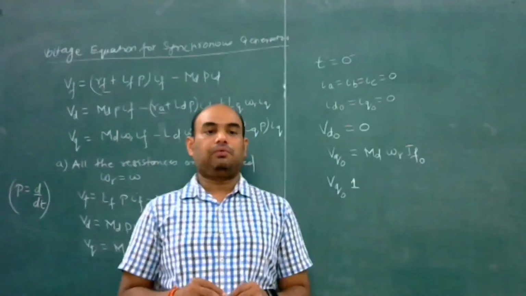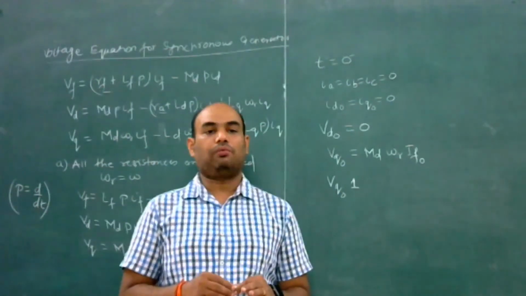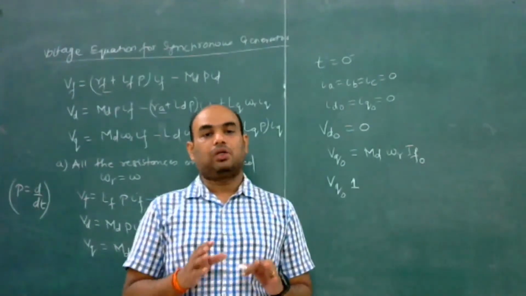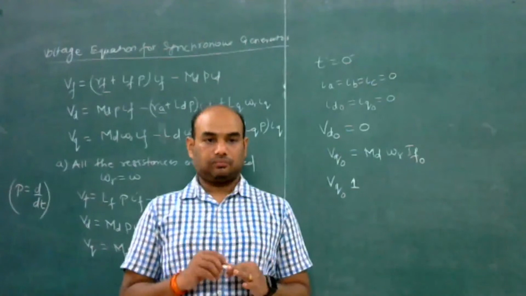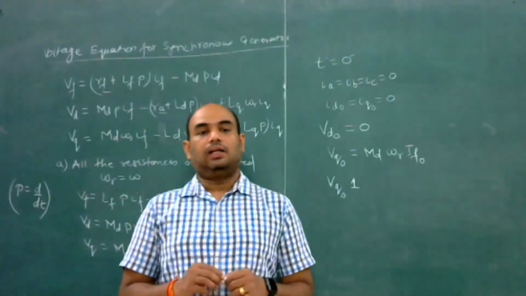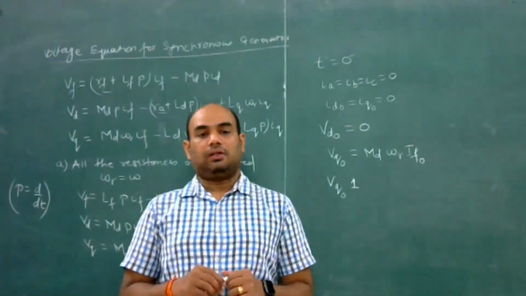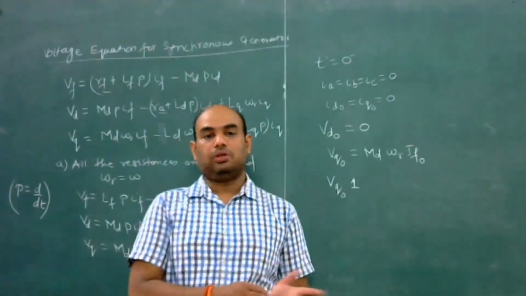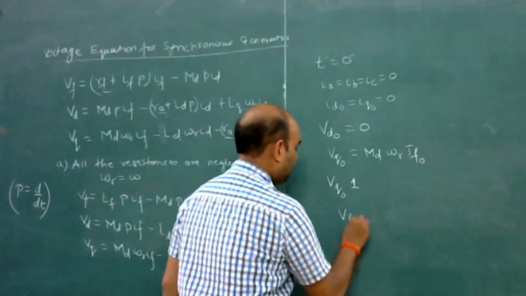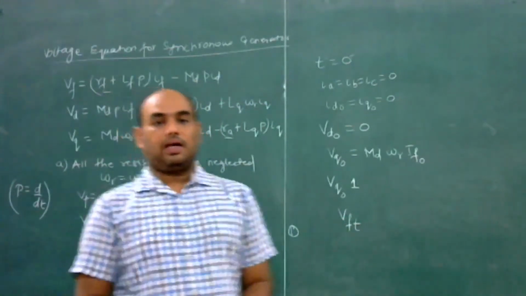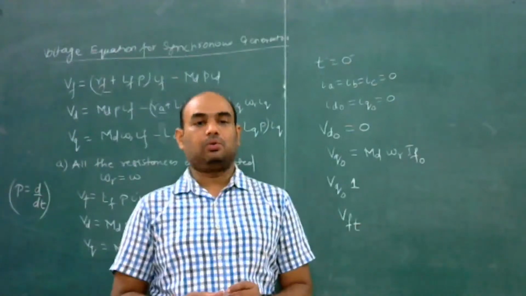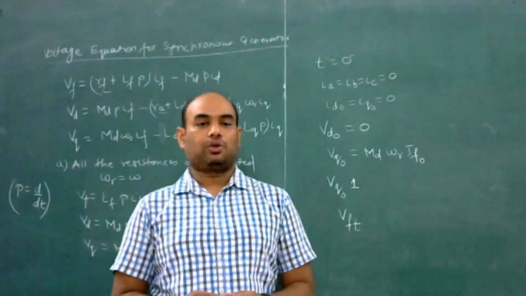So VQ naught is reduced by application of a step voltage to the Q axis terminal. Both, after short circuit, the voltage applied to the field winding VF is therefore the superimposed voltage VFT, and for the field winding it is equal to 0. Okay, so for short circuit.